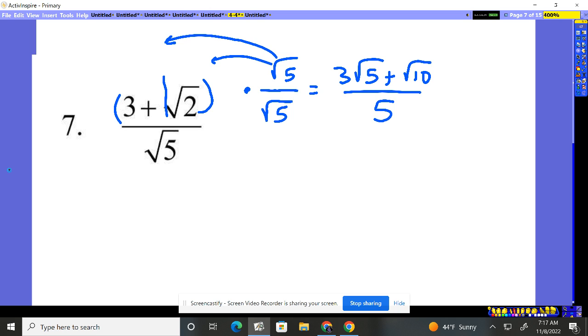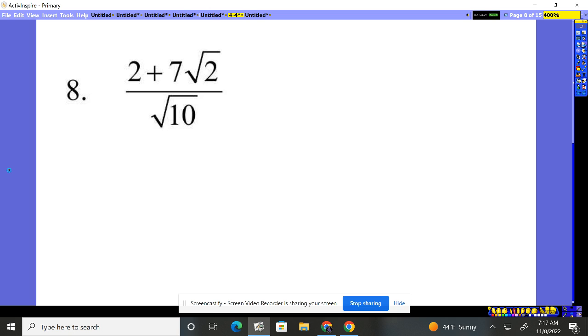It simplifies to that. Doesn't look that much simpler, but again, we cannot have, and we do not want a radical in the denominator, because we need all answers. We simplify things so everybody's answer looks exactly the same.